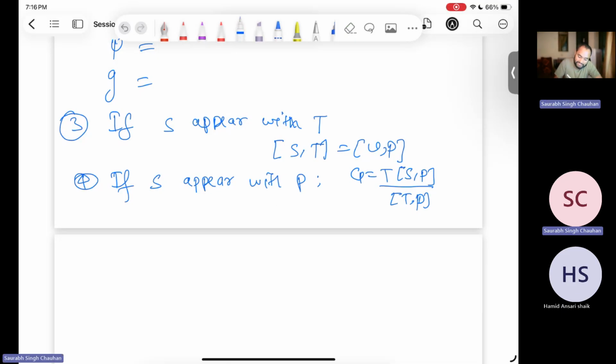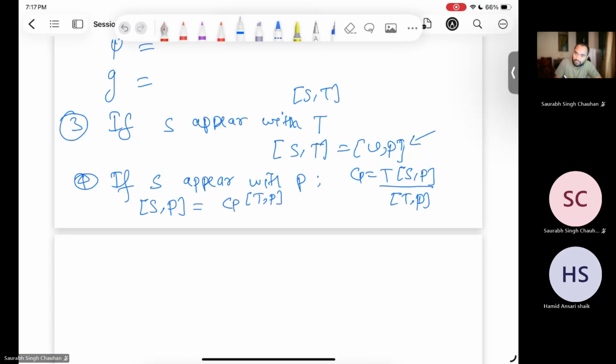So now S is with P. Or S could be appearing with T, so this will be S comma T. If you encounter S comma T anywhere, you will simply write V comma P instead. Now if S is coming with P, then what will you write? CP by T, comma, TP by SP, right?